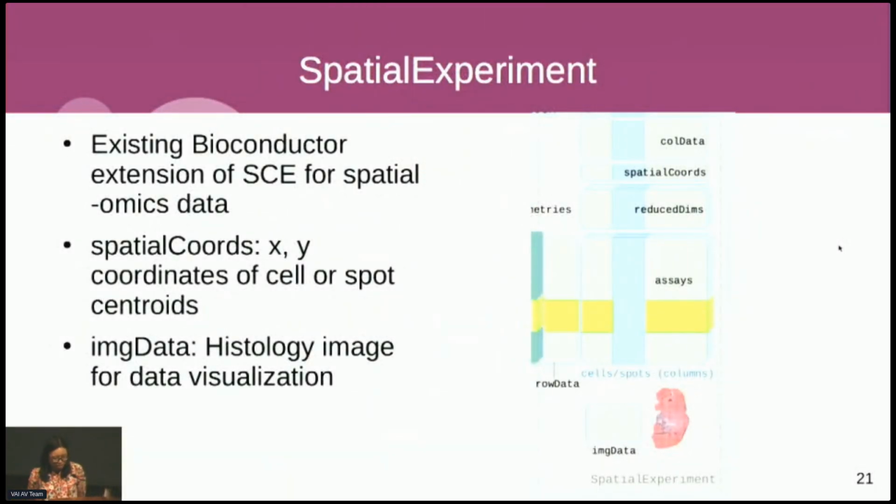And the SFE is actually not the first attempt for spatial extension of SCE. There's already an older class called spatial experiment, which SFE also builds upon. Spatial experiment, or SPE, has introduced a spatial coordinates field for the X and Y and sometimes Z centroid coordinates of the cell or Visium spot, and it has added the image data field for the images, although it's only for visualization. And SFE has actually inherited some of the getters and setters from spatial experiment.